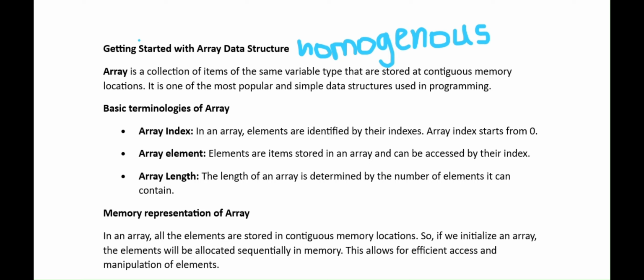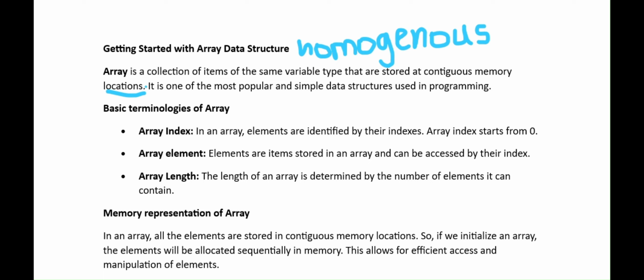Welcome to Tech Lab. Today we are going to discuss the array data structure. What is an array? An array is a collection of items of the same variable type, also called a homogeneous data type, that are stored at contiguous memory allocations. It is one of the most popular and simple data structures used in programming languages.